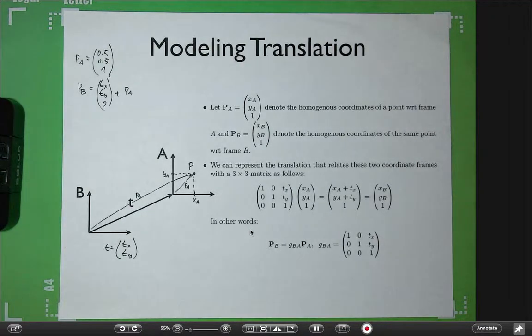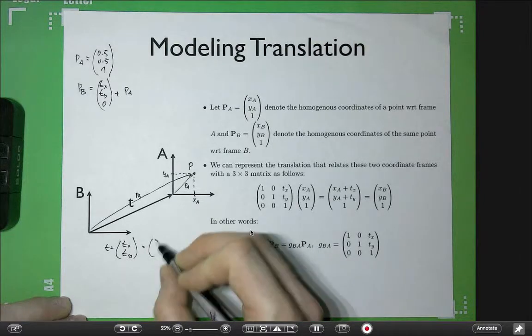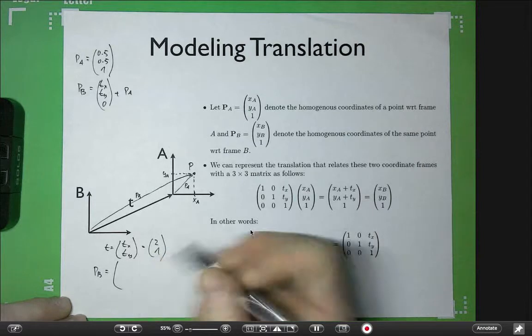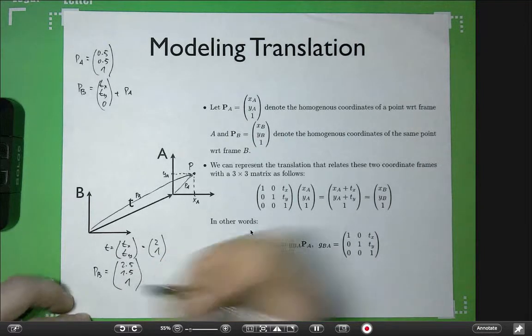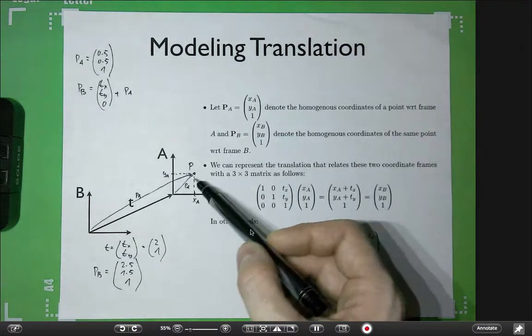So, for example, if this T looks like it's something like 2 and 1, my PB coordinates homogeneous would be 2.5, 1.5, and 1. This is just the homogeneous one, last one. Right, so this seems to work, right?